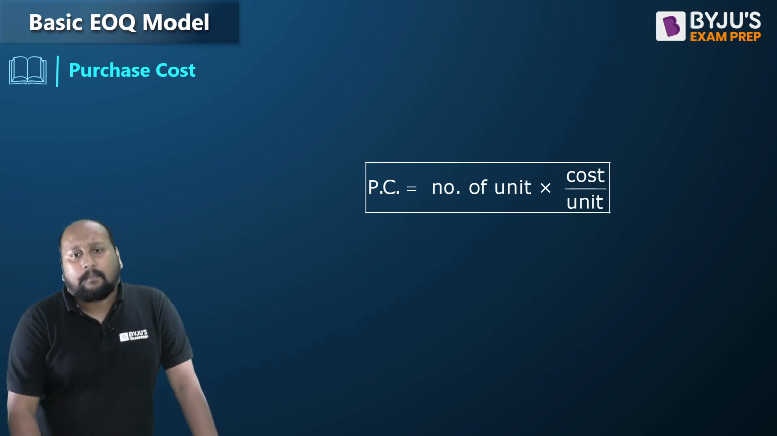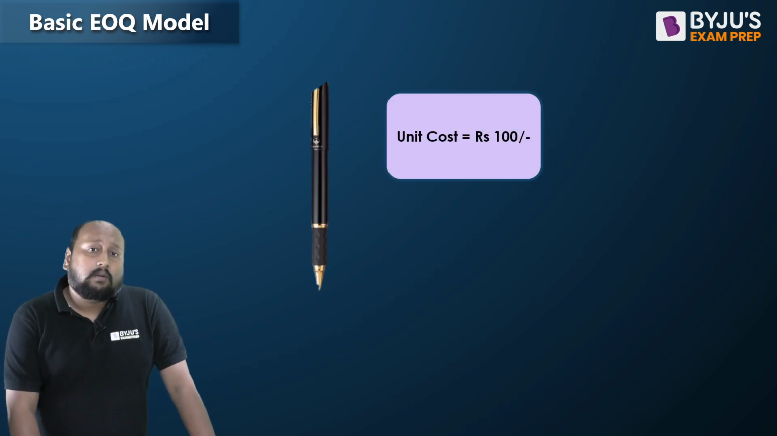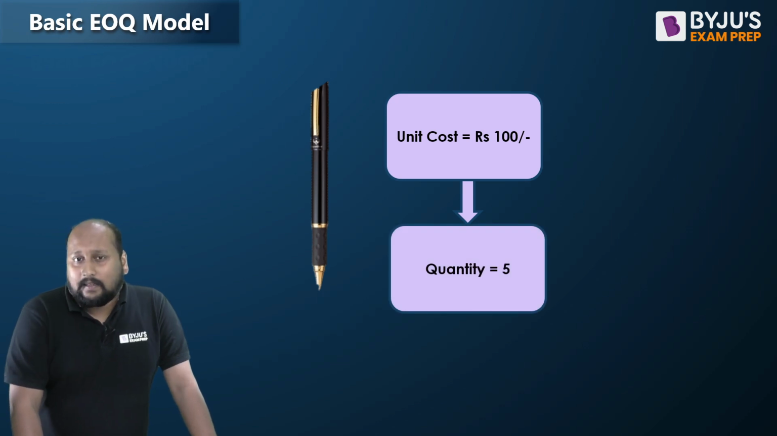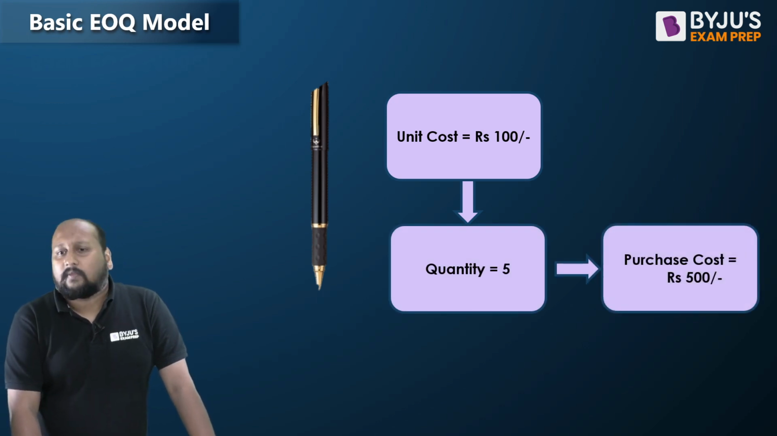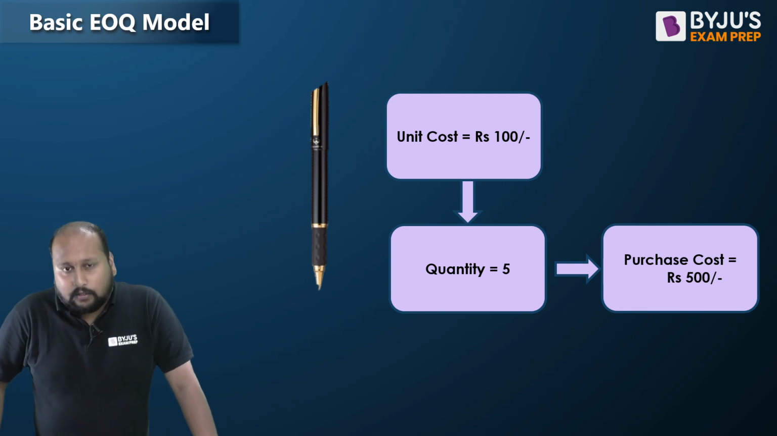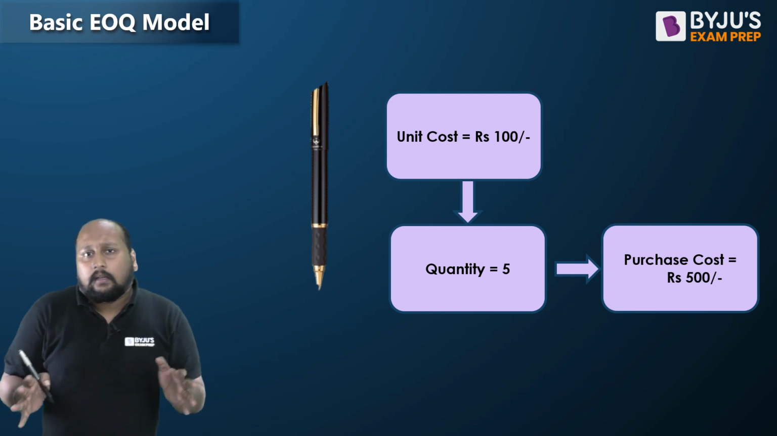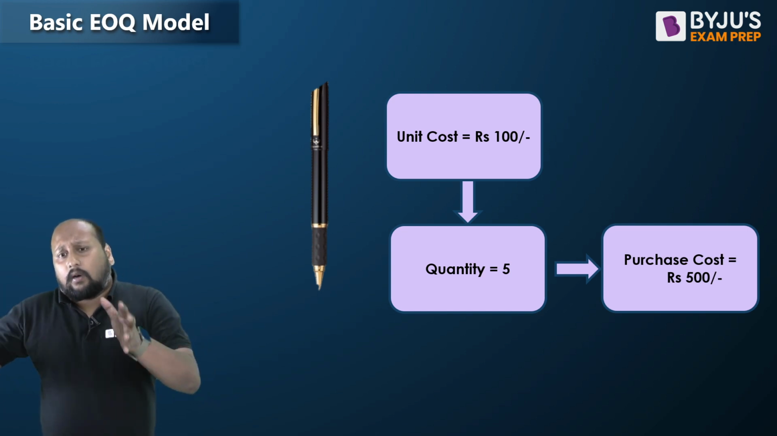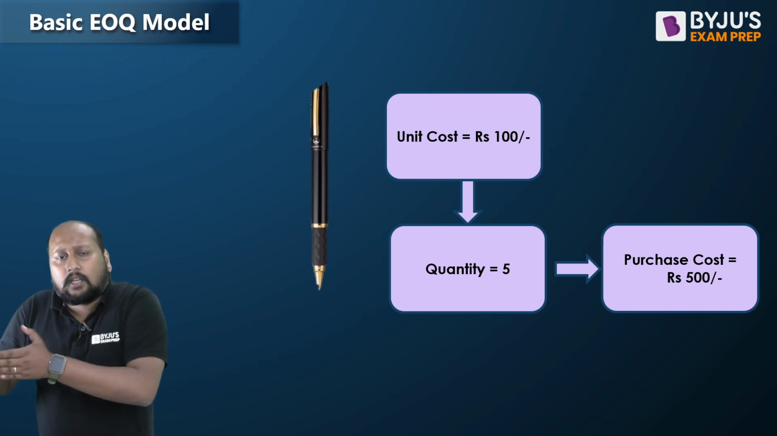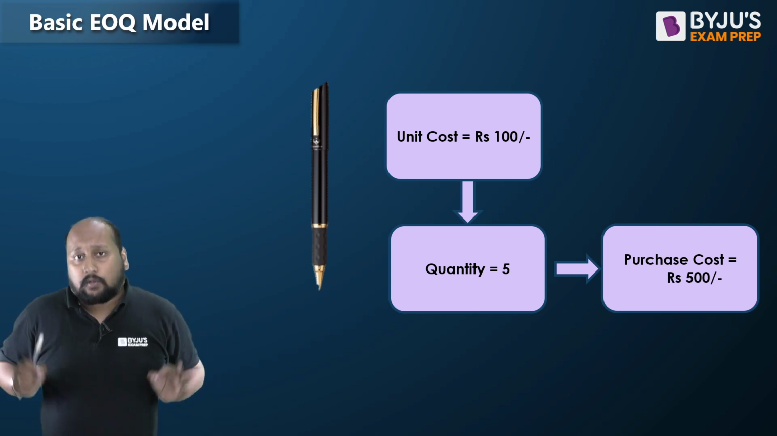So a simple example: if you have a pen, and every pen costs 100 rupees, and you want 5 pens, then definitely it will cost me 500 rupees. So the 500 rupees will be called the purchase cost, right? So I can simply say, if annually I require 1,000 pens and each pen costs 100 rupees, then 1,000 into 100 will be the total annual purchase cost.